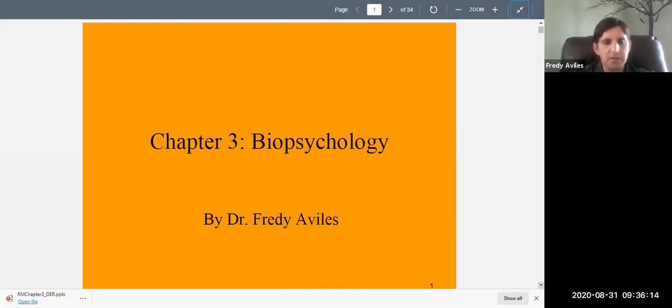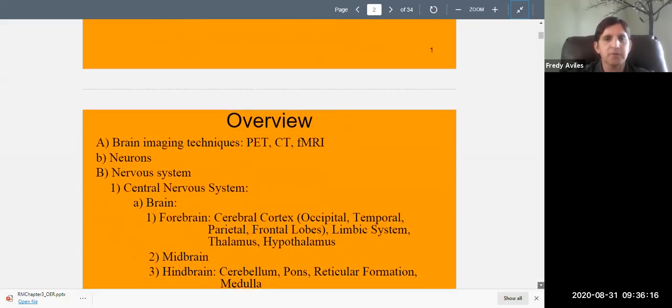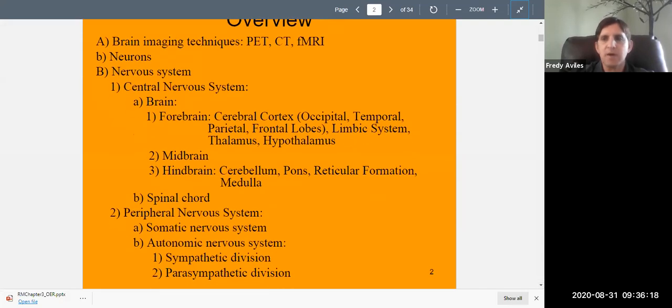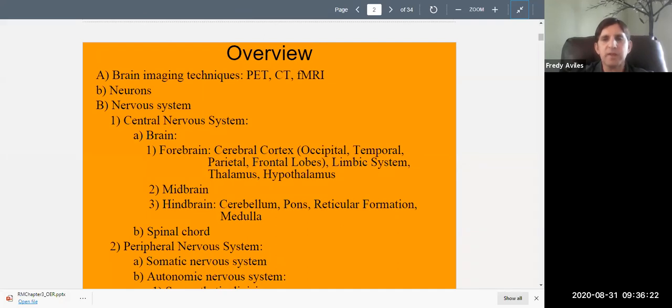It's going to be a lot of technical, biological stuff. We're going to talk about all of this stuff. Okay, we'll start with brain imaging techniques. Talk about neurons and the nervous system. Believe it or not, the part about neurons is going to take a while. So the nervous system, we may not get to that until Wednesday, but we'll see.